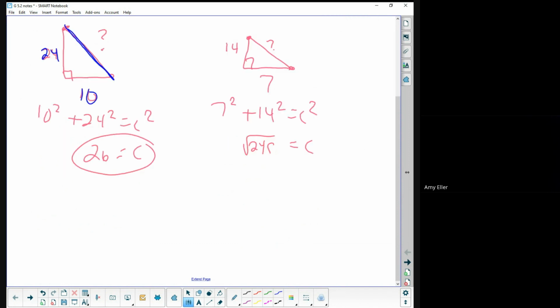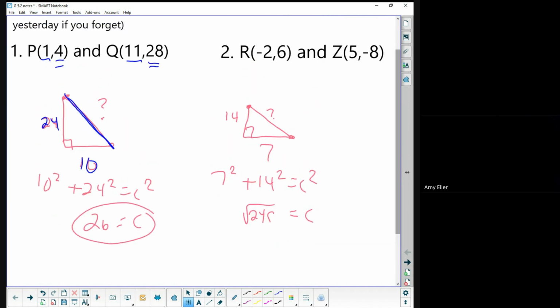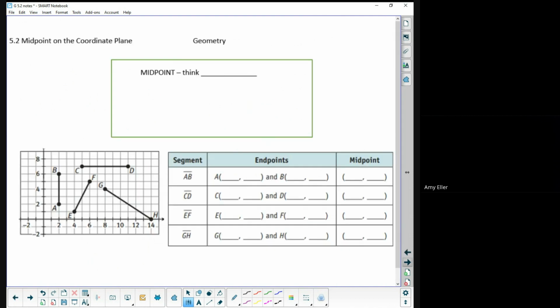Number 2, same idea. How far apart are r and z? In the x direction, they're 7 apart. In the y direction, 6 and negative 8 are 14 apart. A squared plus b squared equals c squared. We end up with root 245. No decimals allowed. All right, let's start today's lesson.